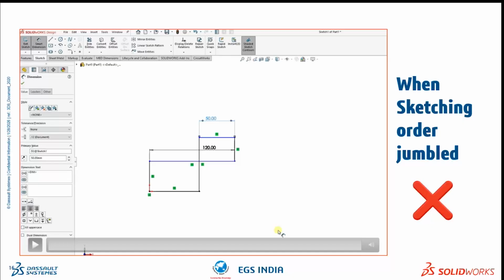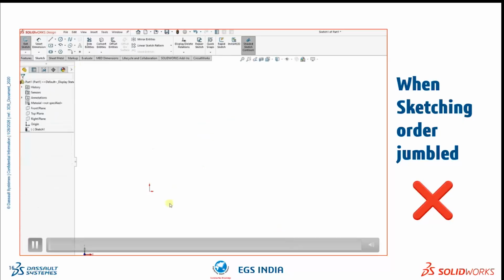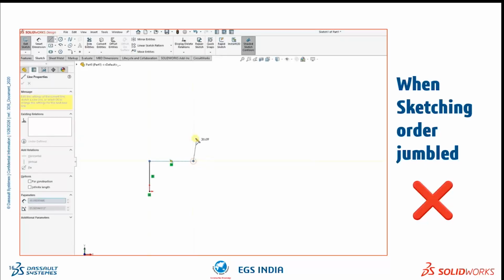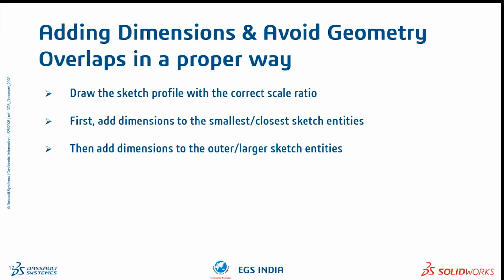Now we see how to overcome this error in the next slide. This is the process to avoid sketch overlapping. By using this, first we add the smallest dimension in the sketch, then finally add a larger dimension. We mostly avoid sketch overlapping in this sketch designing process.